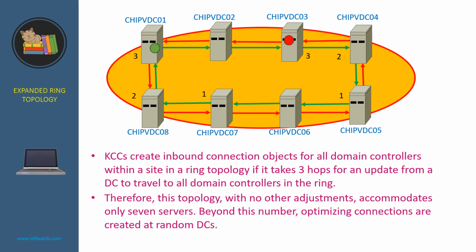And when the data travels 3 hops in the red ring, then CPVDC05, CPVDC04, and CPVDC03 get updated. So in this topology, it requires 4 hops for data to travel from CPVDC06 to CPVDC02, which means it requires additional optimizing connections.